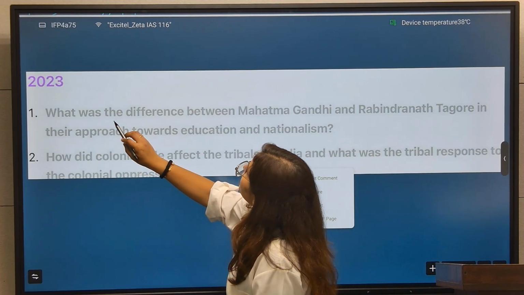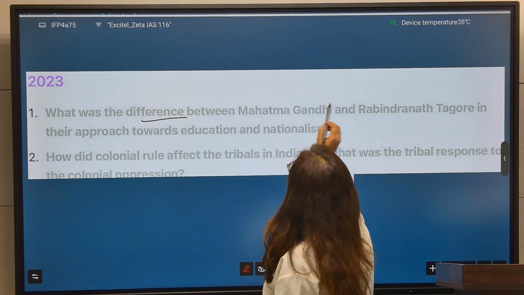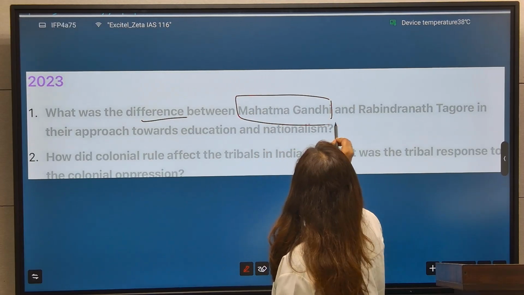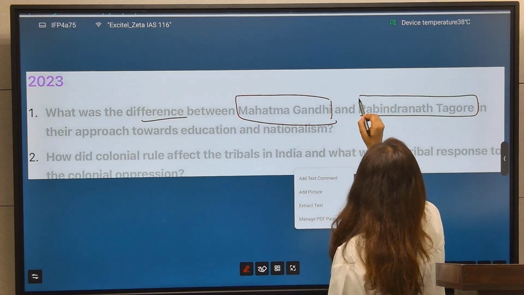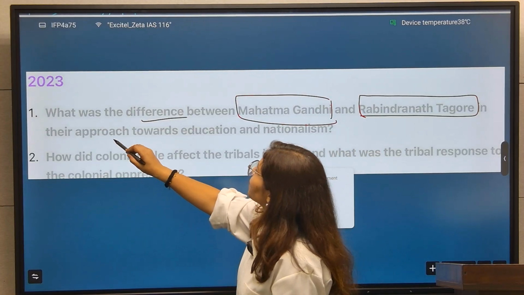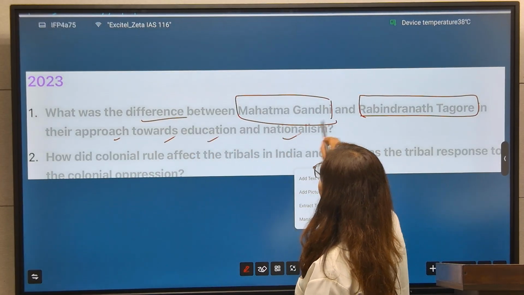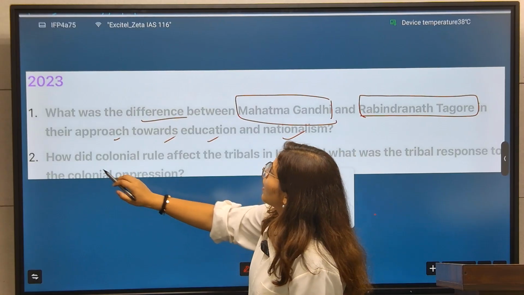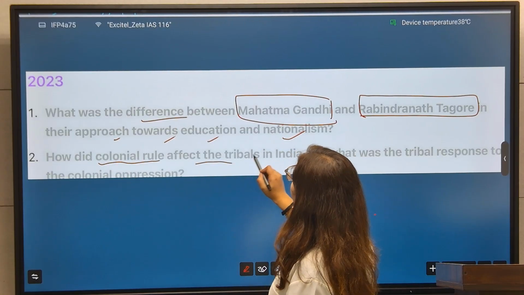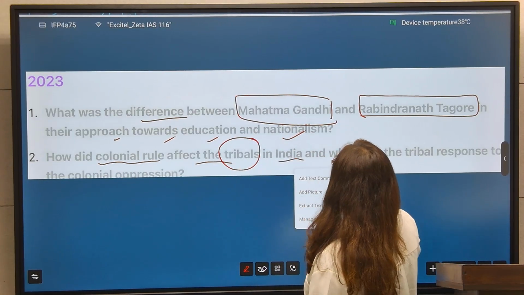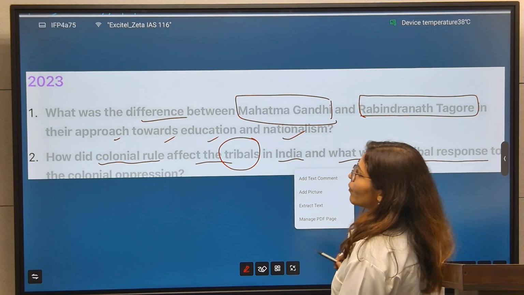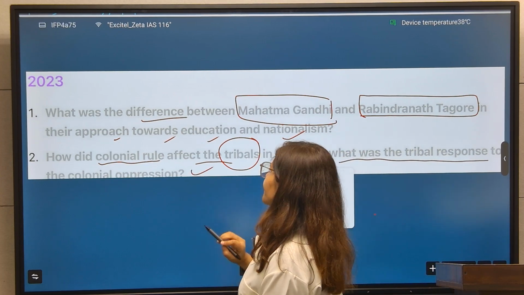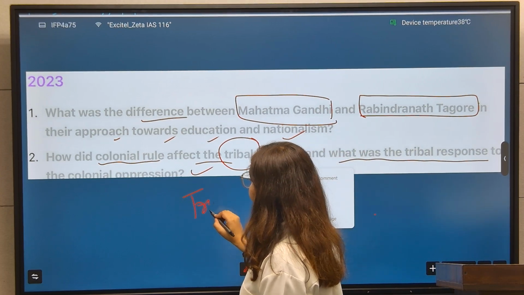In 2023, the question was: what was the difference between Mahatma Gandhi and Rabindranath Tagore in their approach towards education and nationalism? How did colonial rule affect the tribals in India, and what was the tribal response to colonial oppression? So a question was on tribal uprisings.